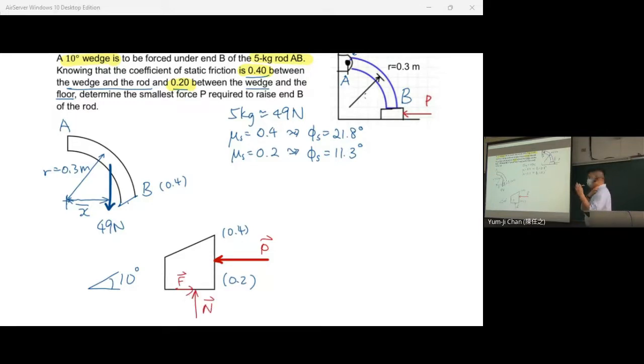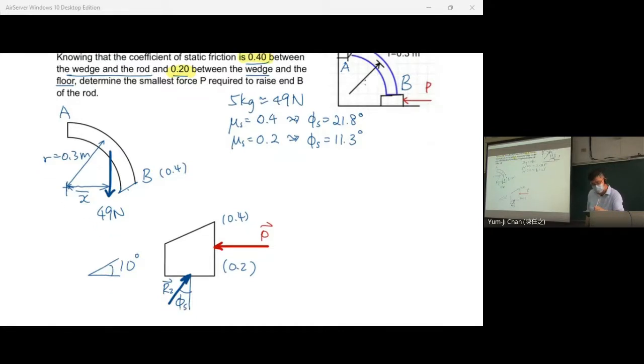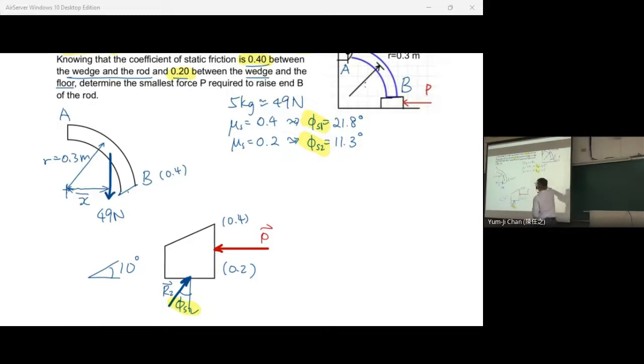But in this problem, can I simply draw the resultant R2 here? R2 here, and this is phi s. Or can I say this is phi s2 and this is phi s1? Because the mu s here is equal to 0.2, so phi s2 is equal to 11.3 degrees. So phi s2 is here.